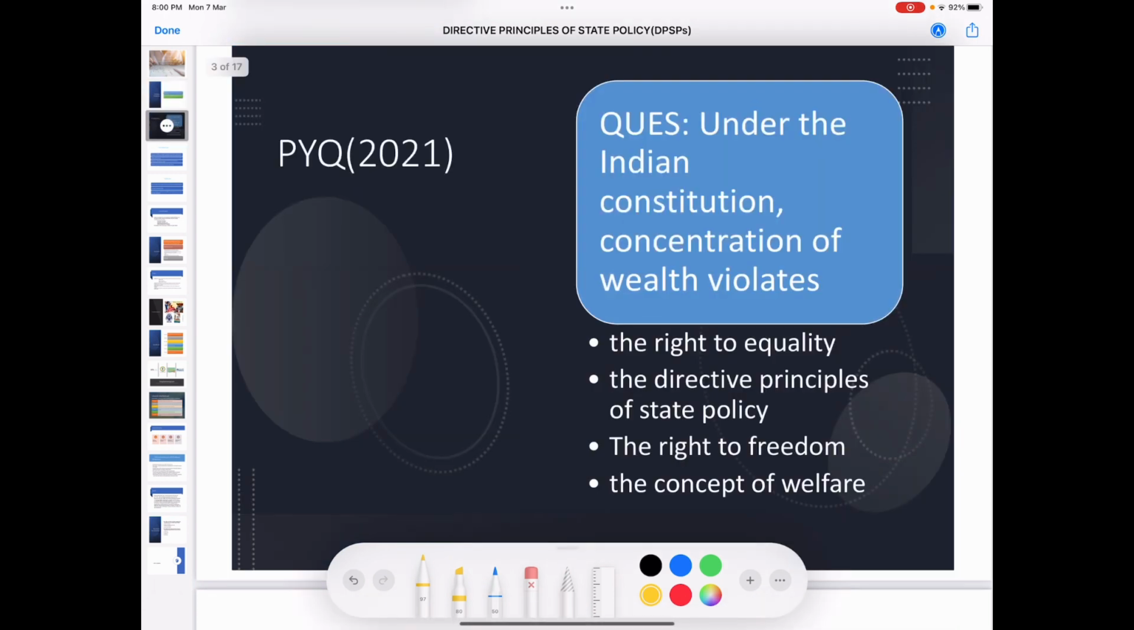Starting with a previous year question, so DPSP से ये सवाल पिछले साल पूछा गया था. Under the Indian Constitution, concentration of wealth violates which of the following? The right to equality, the DPSP, the right to freedom, or the concept of welfare.